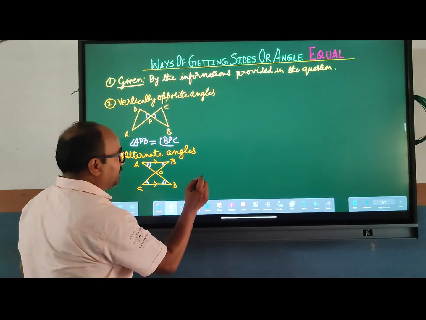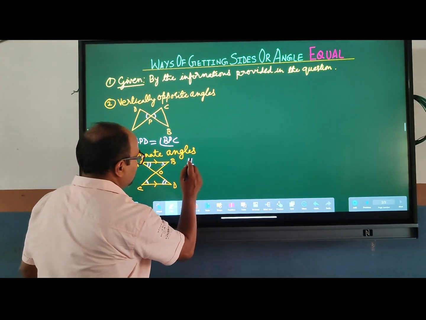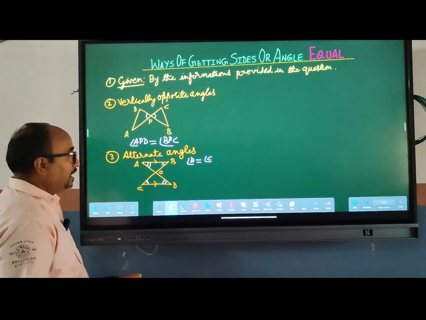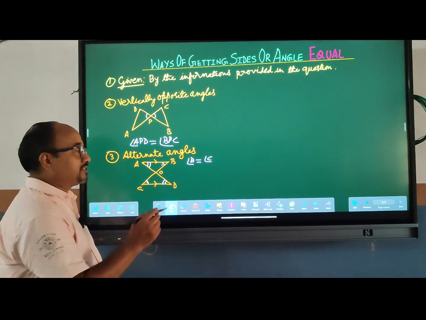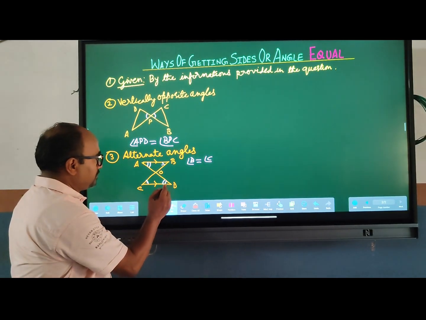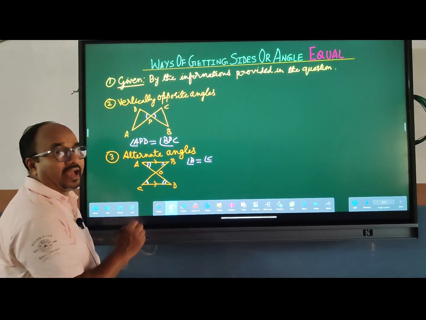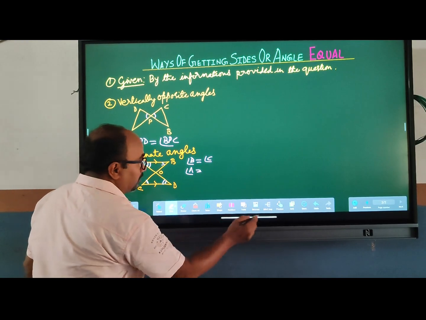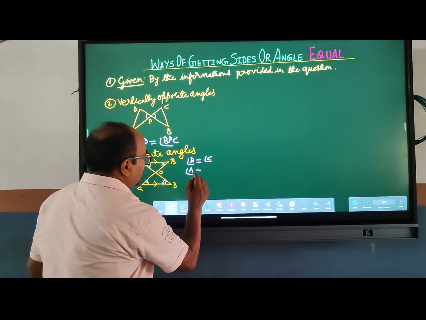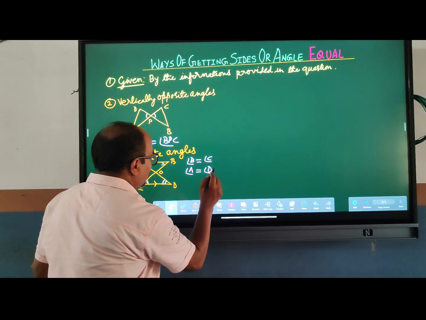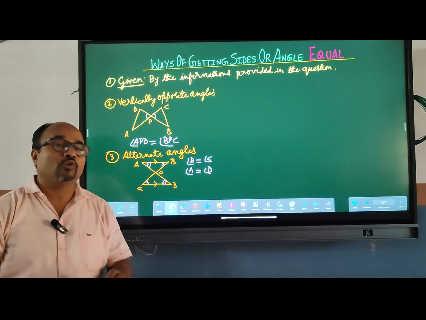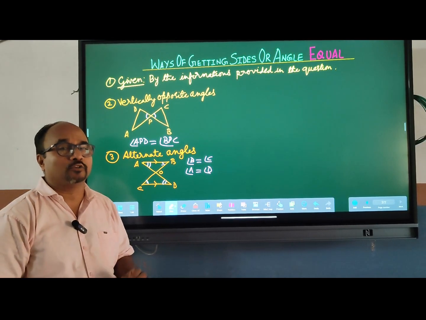So if I write these 2 angles, angle B is equal to angle C, and if I make the reverse thing like this, then I am getting angle A and angle E coming. So these are also equal by alternate angles. So you will look for alternate angles the moment lines are given parallel to you.